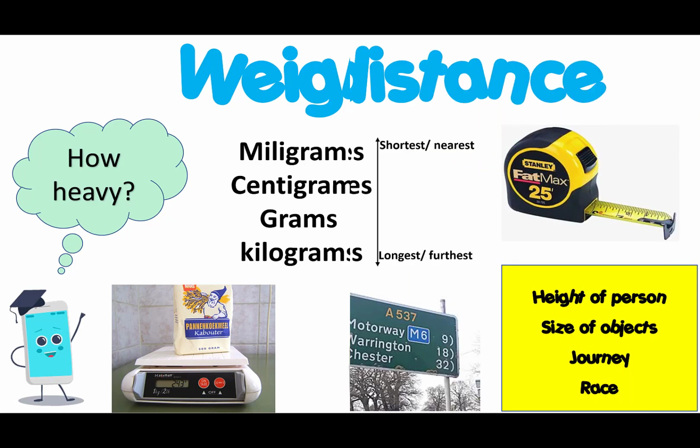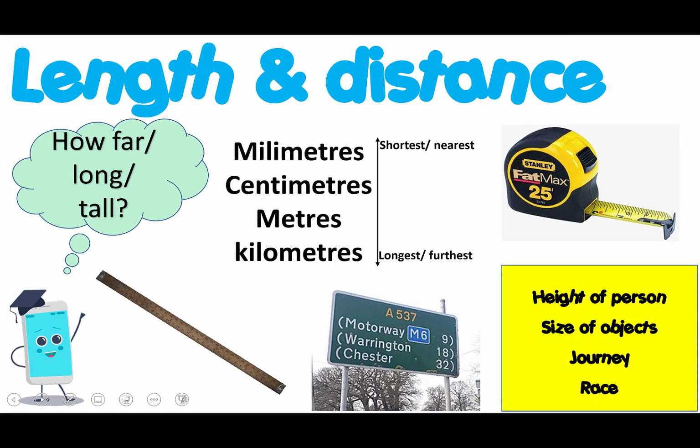Length and distance. Questions which might ask how far, how long, how tall. The units of measurement for length and distance when we are thinking about metric units are millimeters, centimeters, meters, and kilometers. So we've got them in order from the shortest or the nearest to the longest or the furthest.